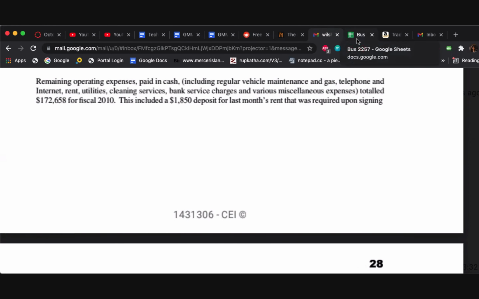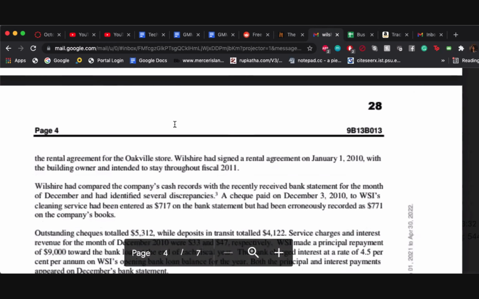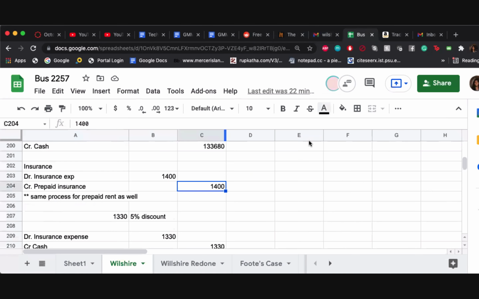Okay. Alright, so that's miscellaneous expenses of 172K. This is pretty much, you just debit your miscellaneous expenses account, you credit cash. That's it. Last month's rent, that was required upon signing.